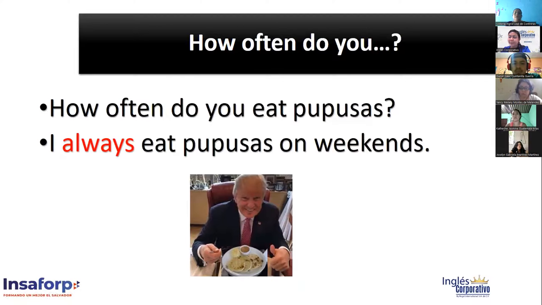Now, let's practice. Para preguntar cuán a menudo alguien hace algo, usamos la pregunta, how often? How often do you? Entonces, vamos a hacer una dinámica aquí. Nos vamos a preguntar, how often do you? Different things. For example, how often do you eat pupusas? I always eat pupusas on weekends. Yo siempre como pupusas los fines de semana.